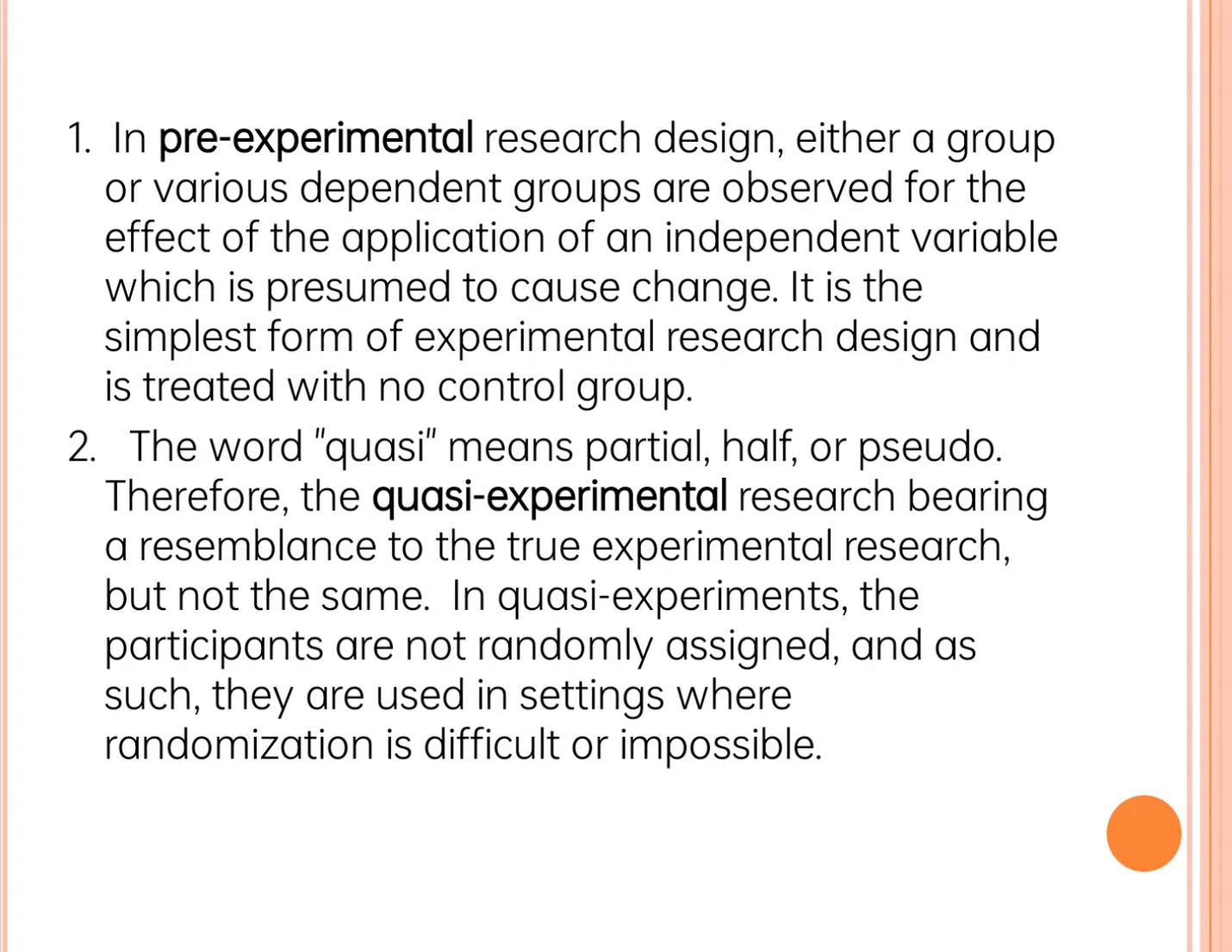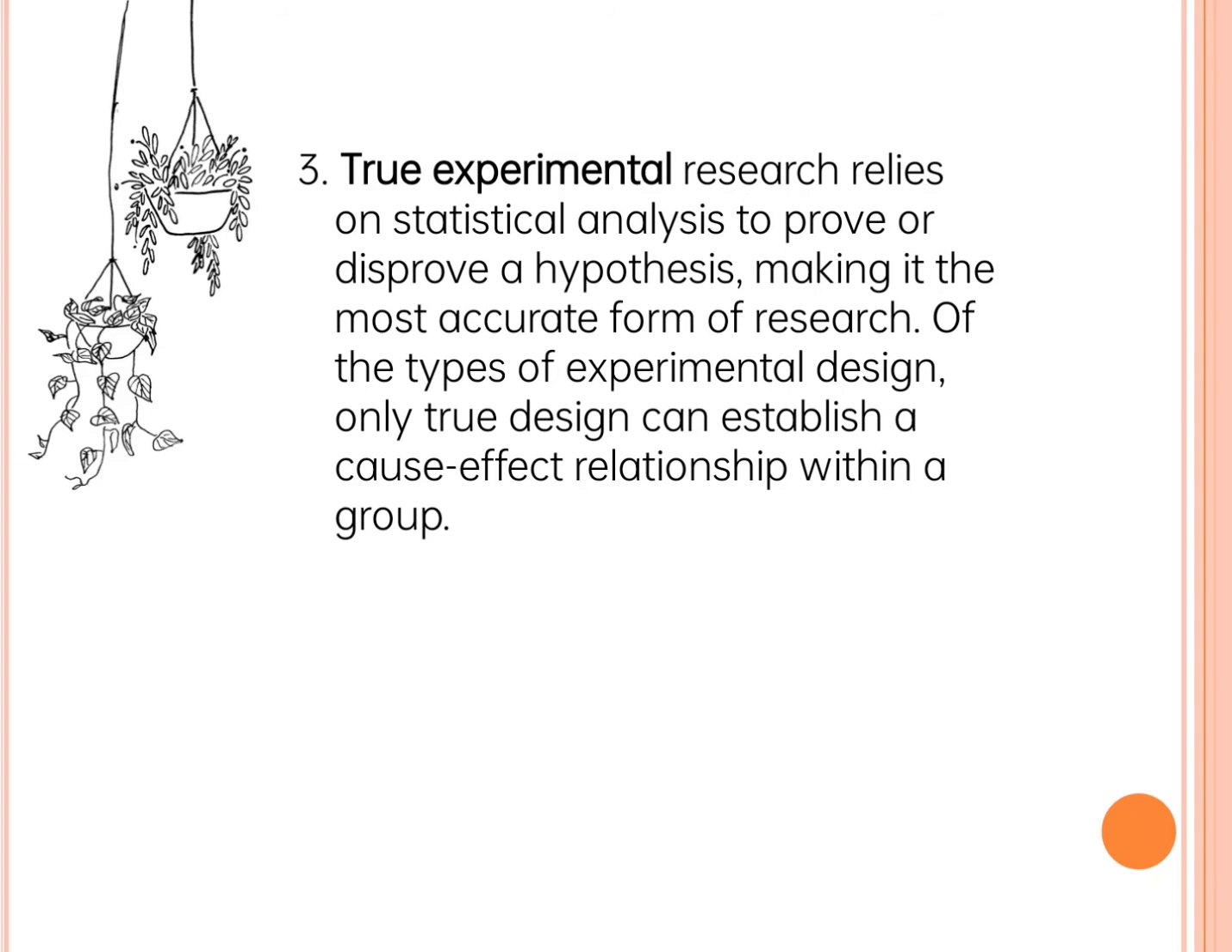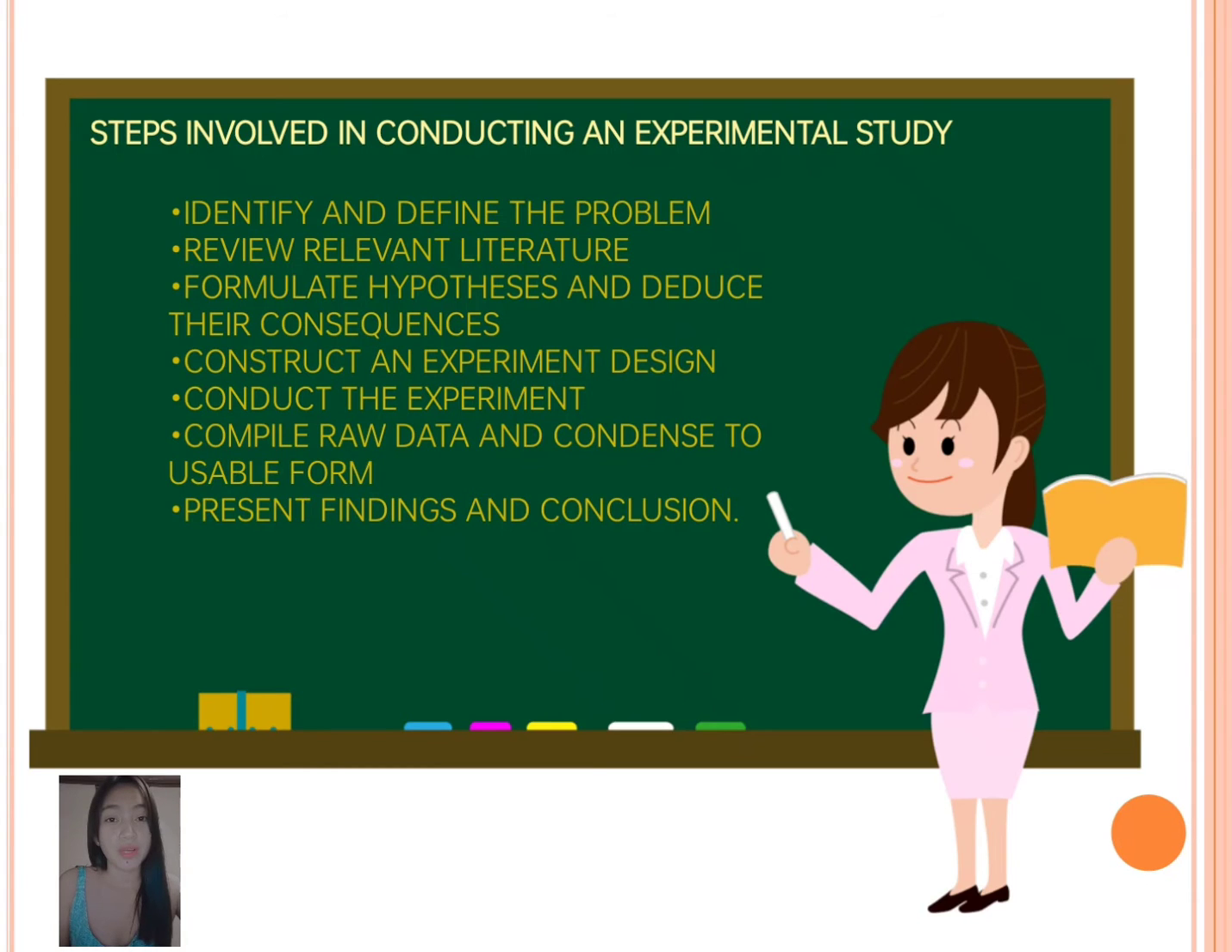Now, true experimental research relies on statistical analysis to prove or disprove a hypothesis, making it the most accurate form of research. Of the types of experimental design, only true design can establish a cause-effect relationship within the group. Well, I can say that the term experimental research has a range of definitions.